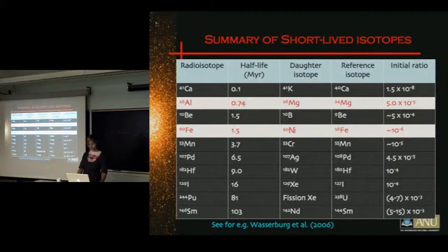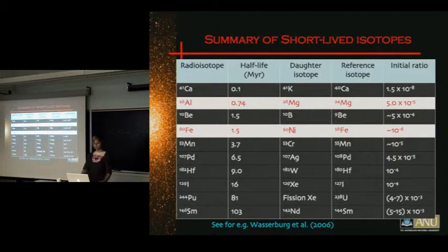So I've highlighted aluminum-26 with a half-life of about 700,000 years and iron-60 with a half-life of 1.5 megayears. I'm going to focus on these two for most of this talk, although I'm going to mention some of the other short-lived isotopes, and by short-lived I think anything with half-lives less than about 6.5, so palladium and up in this table. The half-life doesn't say when it was formed.